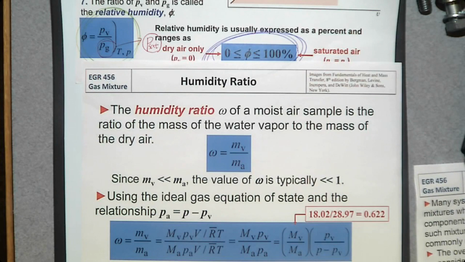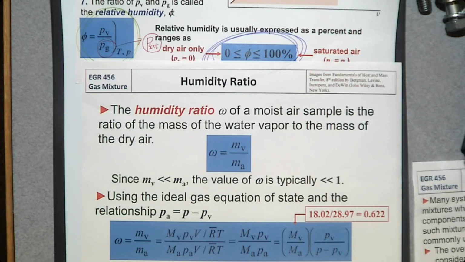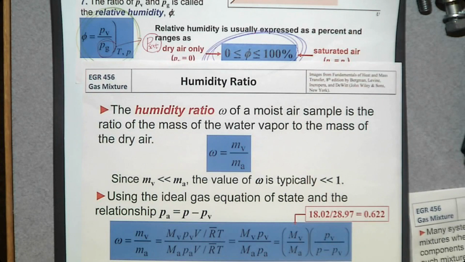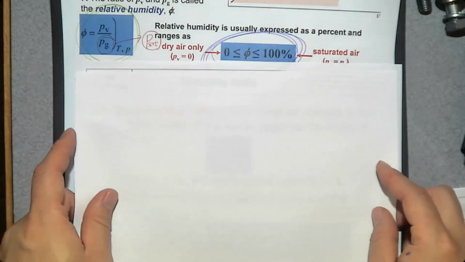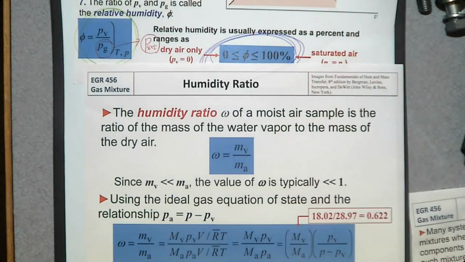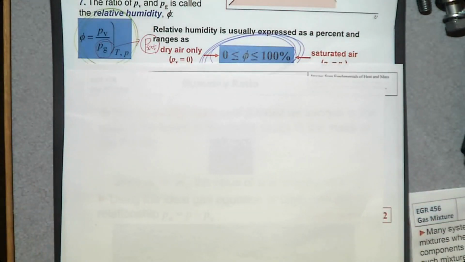Okay, so let's talk about how to convert between relative humidity and humidity ratio. Of course, we can use this equation. The partial pressure of water vapor, PV, is the one that we are going to use to convert between relative humidity and humidity ratio.